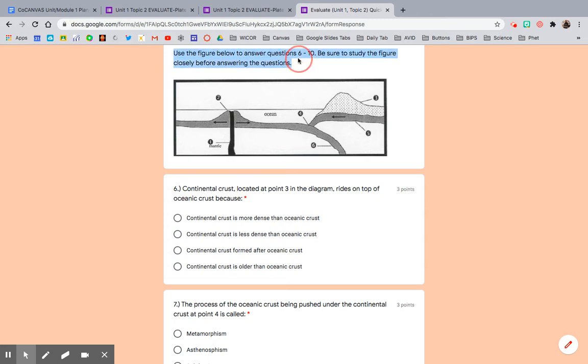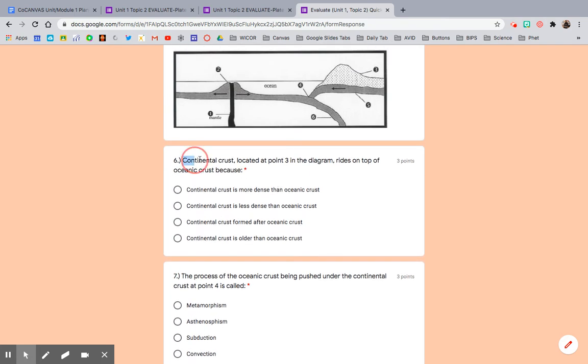So use the figure below to answer questions 6, 7, 8, 9, and 10. Be sure to study the figure closely before answering questions. So number 1, this says mantle. Number 2, it looks like this is pointing in between this sort of volcano. Here's the ocean. This is number 3, this mountain. Number 4 is right here. Number 5 is under the mountain pointing at this plate, and check out the arrow. And then number 6 is referring to this plate right here.